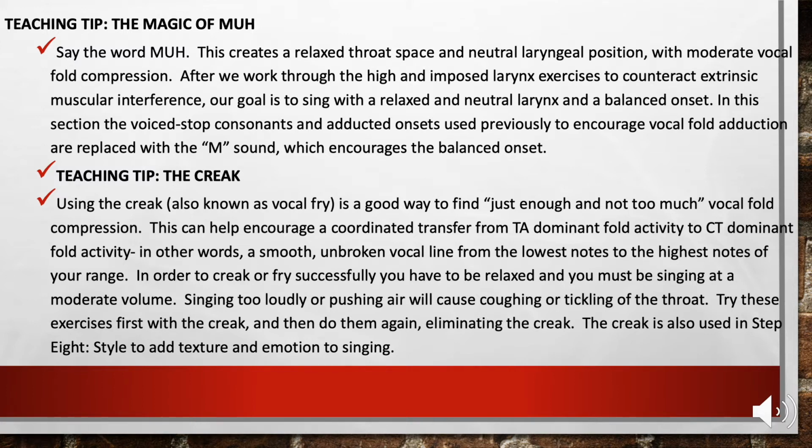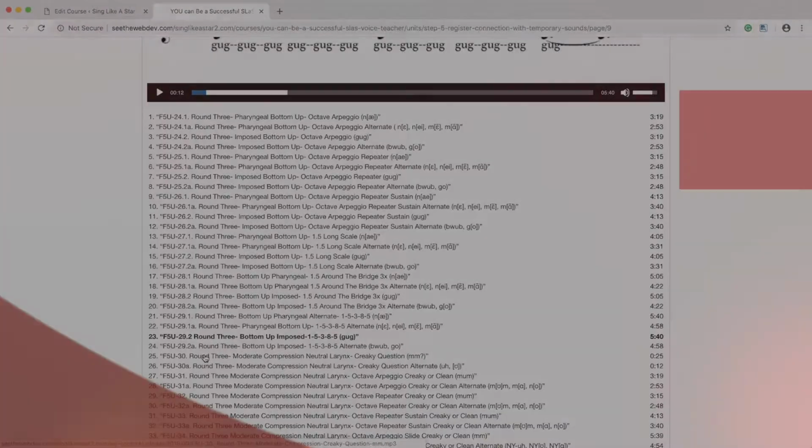In order to creak or fry successfully, you have to be relaxed and you must be singing at a moderate volume. Singing too loudly or pushing air will cause coughing or tickling of the throat. Try these exercises first with the creak and then do them again, eliminating the creak. The creak is also used in step 8, style, to add texture and emotion to singing.